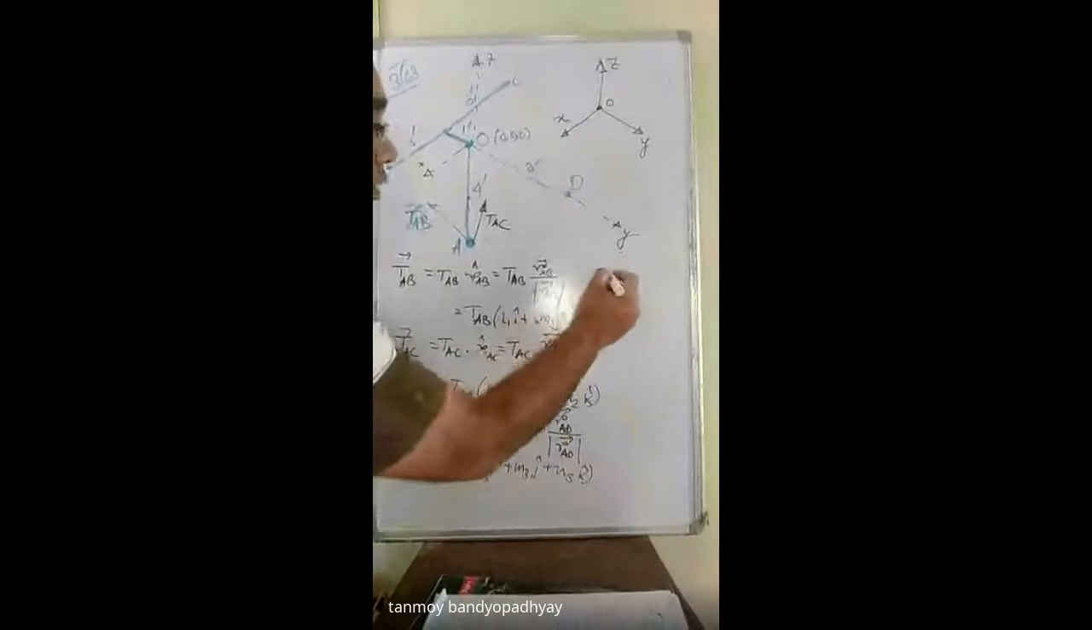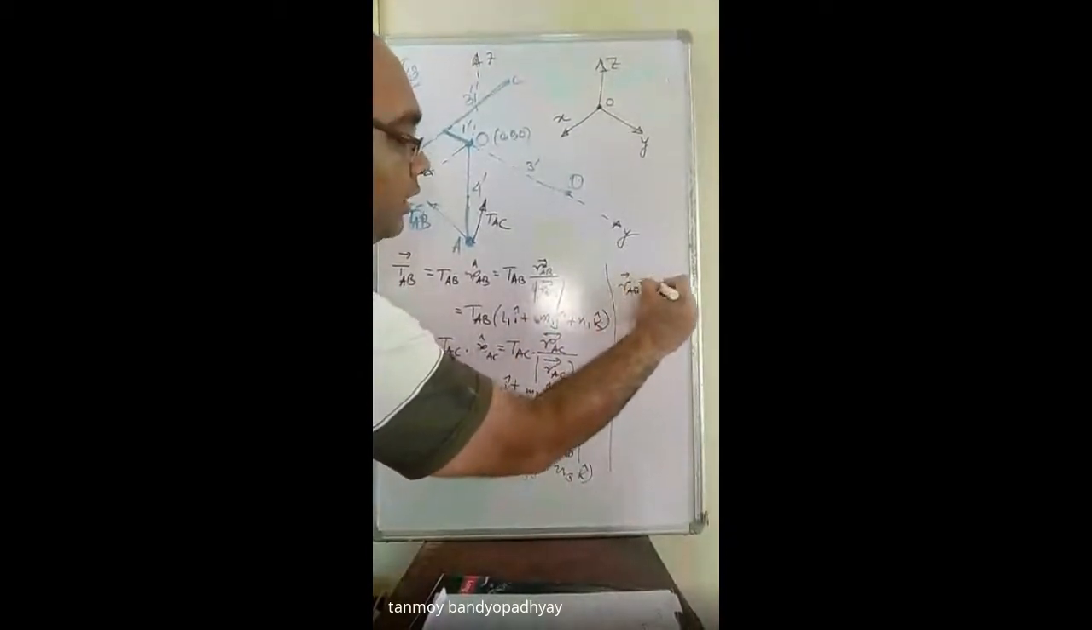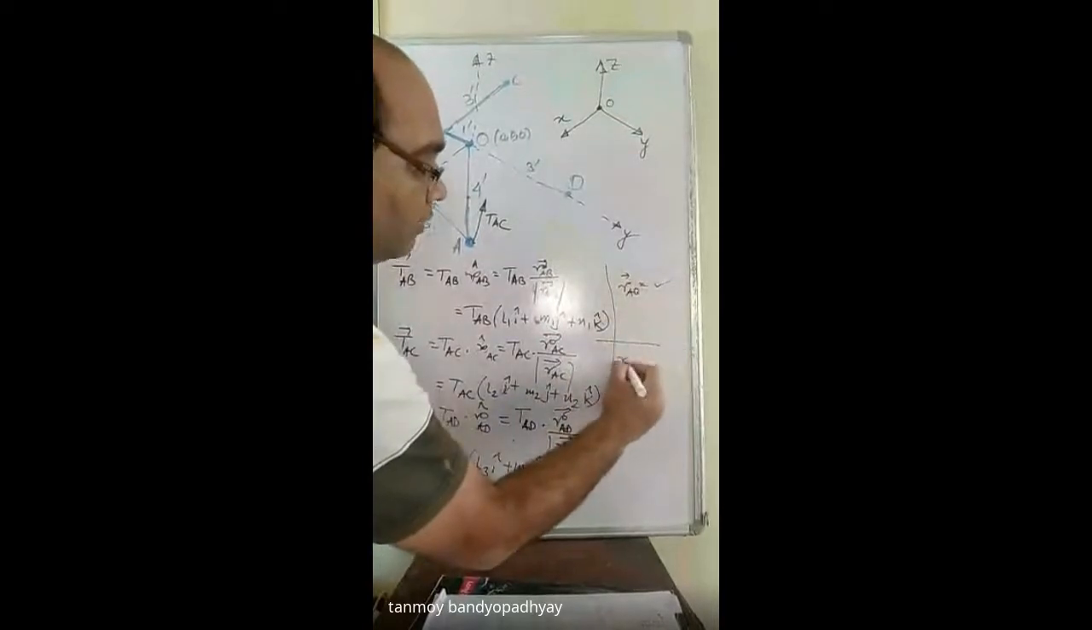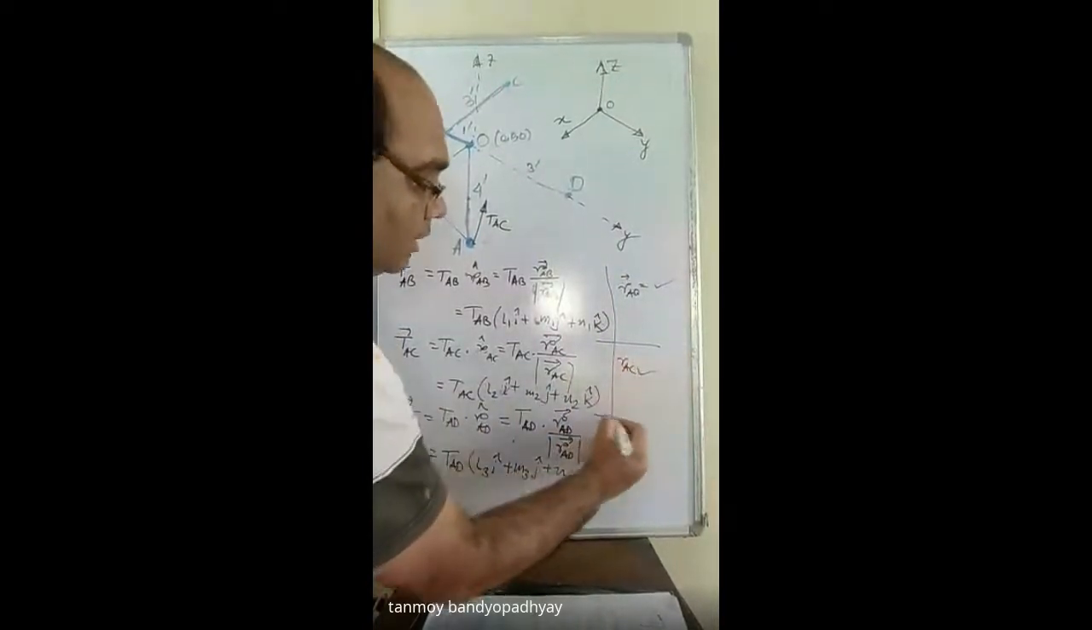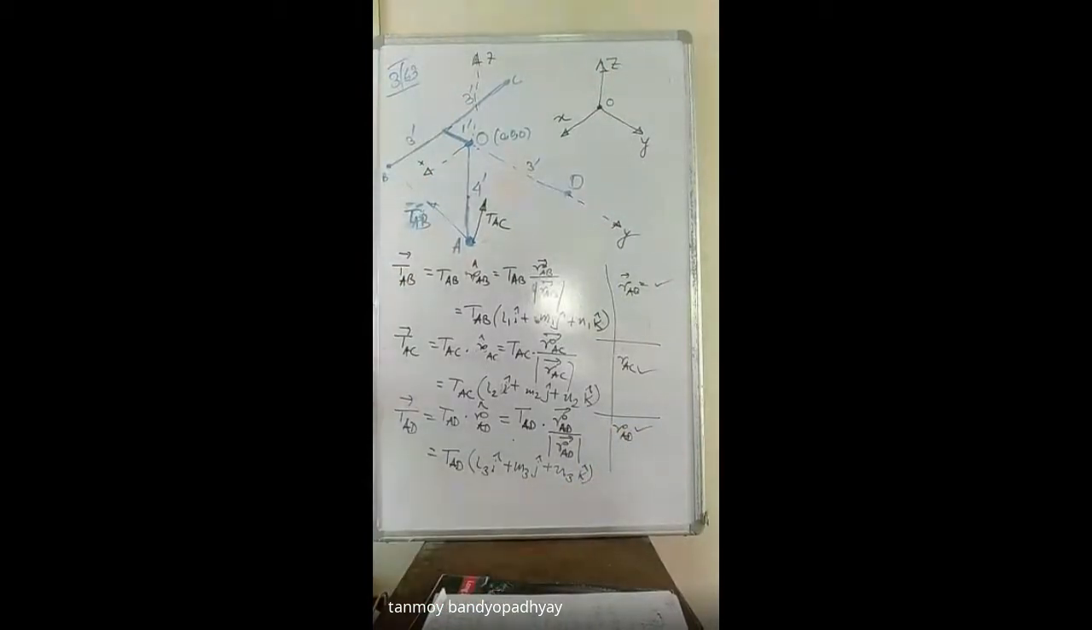N3 K cap. So your homework will be at your home. So this I have done. So RAB I have calculated. So at your home you calculate RAC and you calculate RAD. So I hope you can do it. Or you want me to do that?